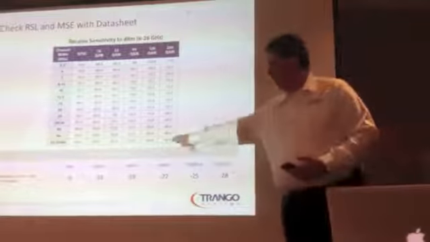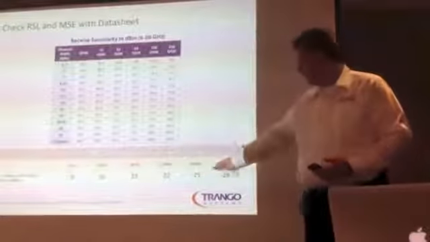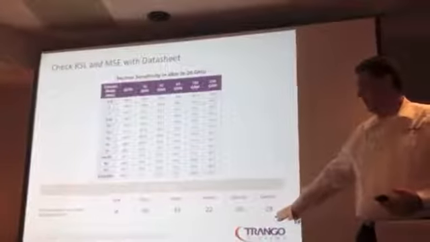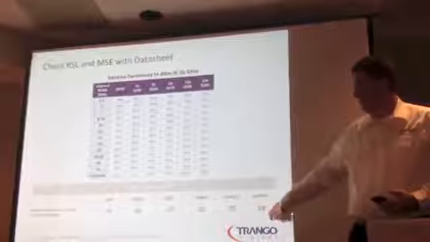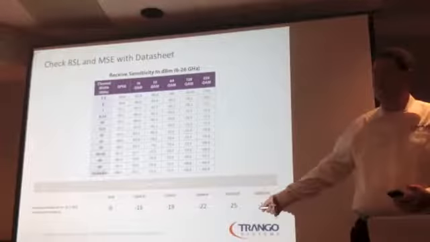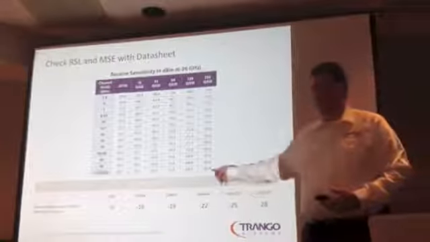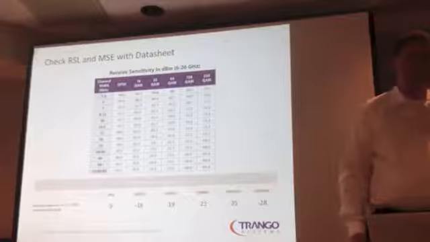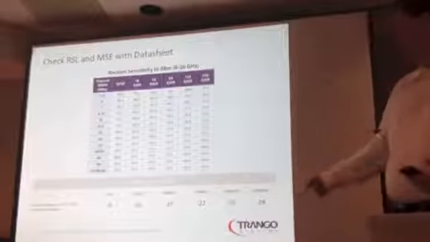Here's receive sensitivity. Here's the absolute maximum MSE for 1e to the minus 6 BER. Where do you think the receive sensitivity comes from? 10 to the minus 6 BER.